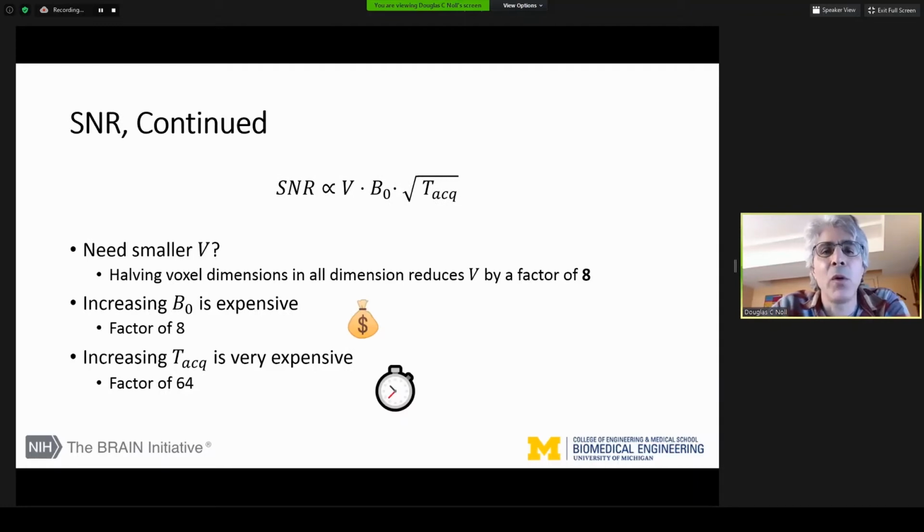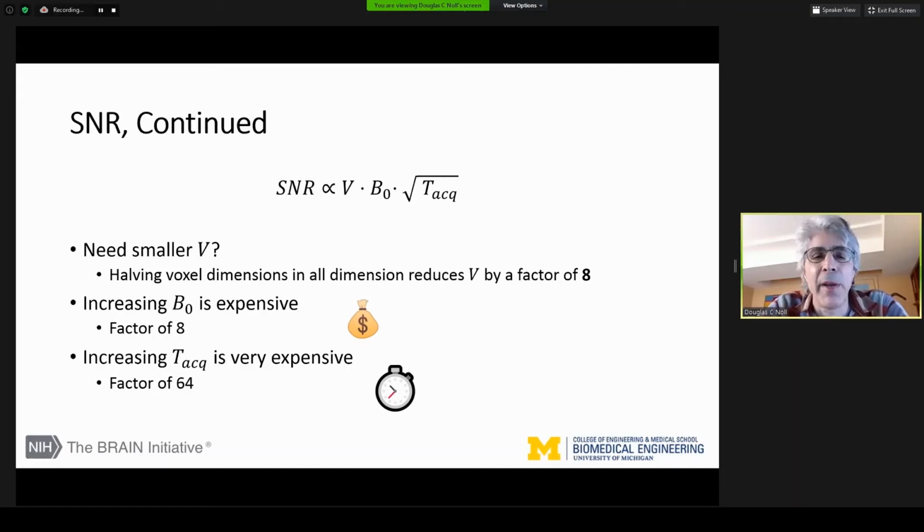Now, why is this important? Well, if you take a look at this, suppose we want to do high-resolution imaging. For example, suppose we wanted to halve the voxel dimension by a factor of 2. That means we reduce the voxel volume by a factor of 8. Well, if we wanted to correct for that by increasing field strength, maybe a factor of 8 in field strength, which would send us up to very high fields. And maybe it's a little bit less than that because the BOLD effect gets larger as well.